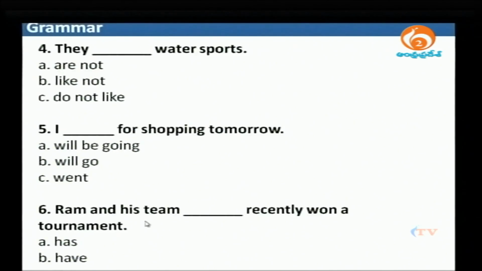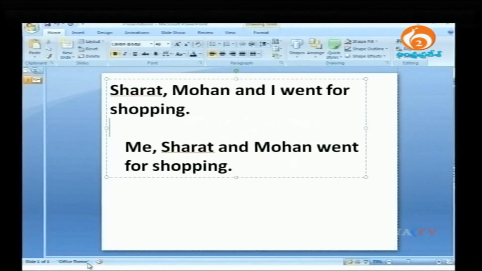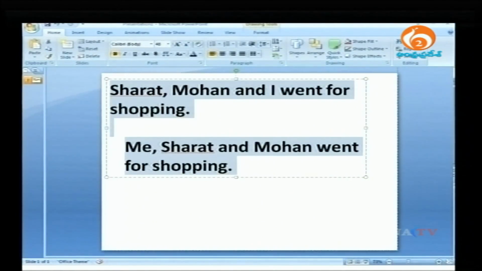Ram and his team dash recently won a tournament. Will you use has or have? Ram and his team has recently won a tournament. Why should you use has? Why should you not be using have? For that, I need to explain what a subject-verb agreement is all about.